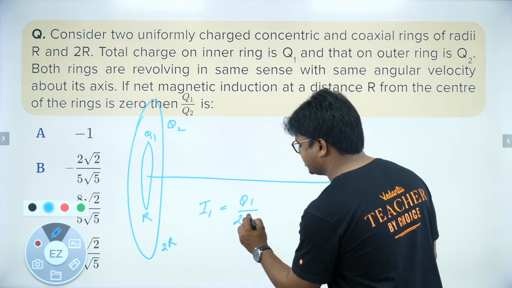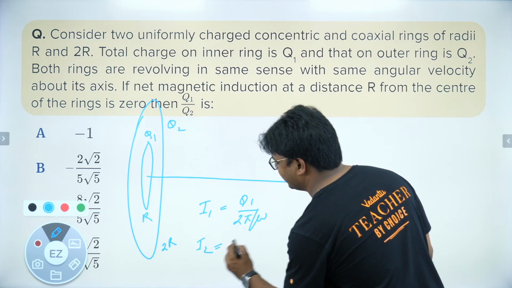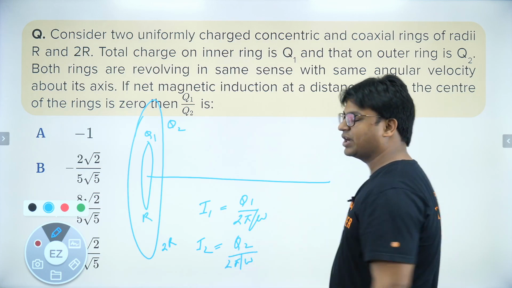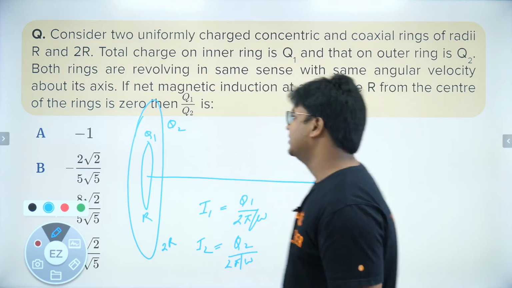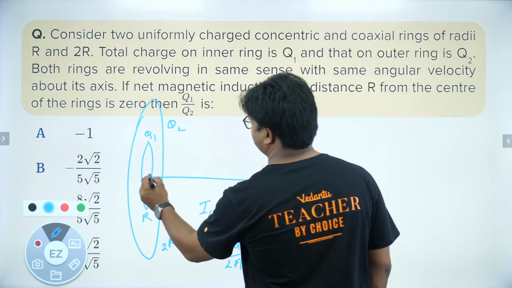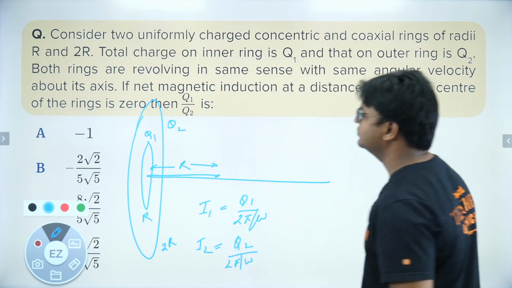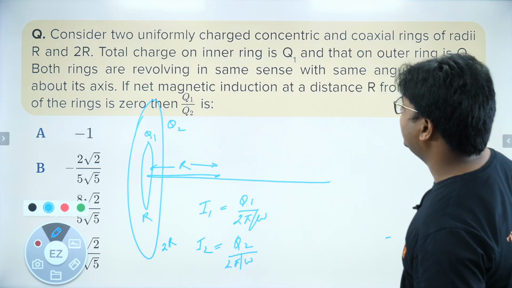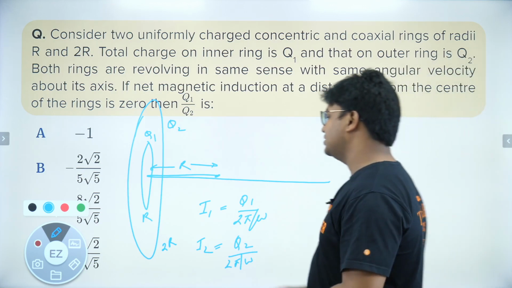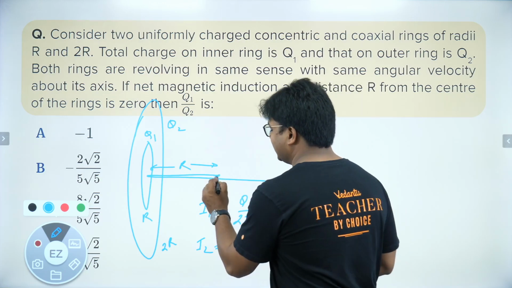Time period will be written as 2 pi by omega. So the current produced by the second ring will be q2 divided by 2 pi by omega. So basically the currents are in the same ratio as the charges. Okay, if the net magnetic induction at the center, so somewhere here, if the rings are revolving in the same sense with the angular velocity, so the net magnetic induction is 0. Okay, now one thing is pretty clear, that we are getting a 0 here.